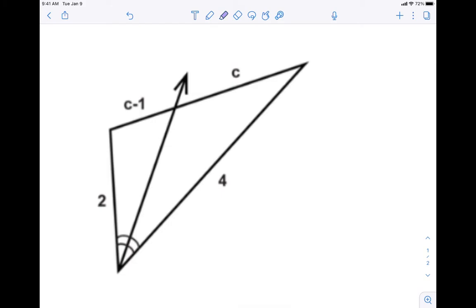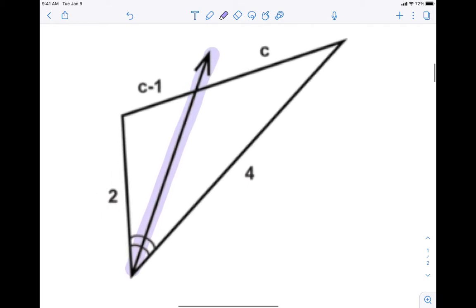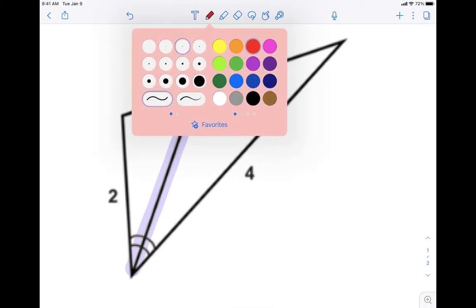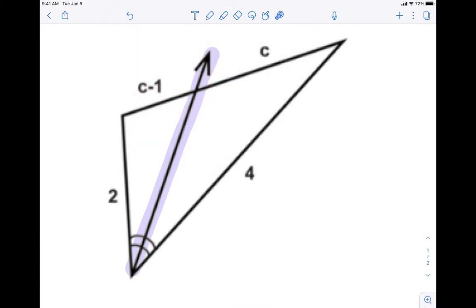So let us first identify our angle bisector, which is that right there, right? That line. And that angle bisected our angle here, and it created that angle, and it created that angle, 2 equal angles. Right? And it also created a proportion between the sides, right? So let's take a look.